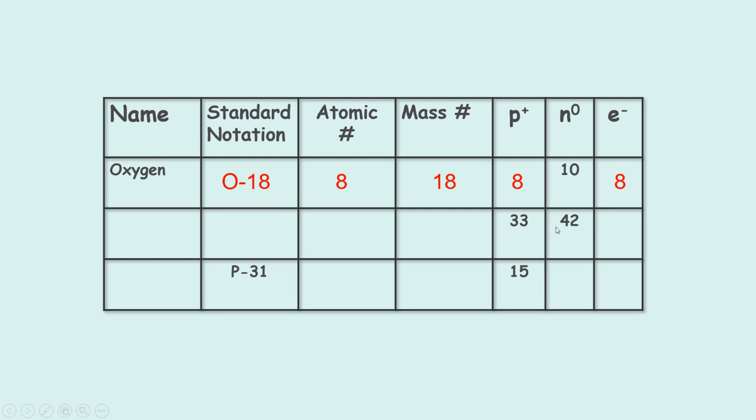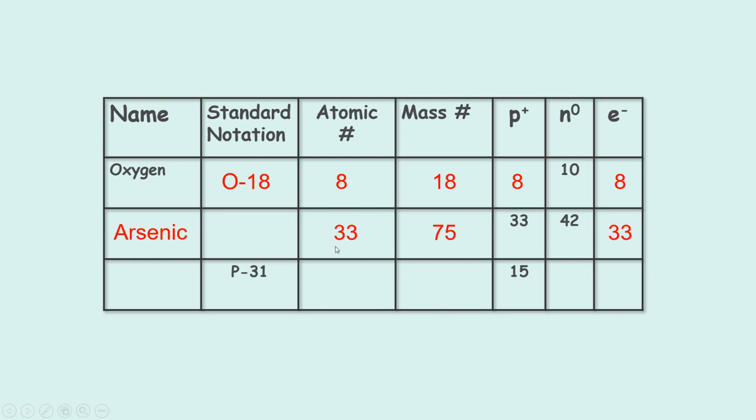Okay, the next one, they've given us our number of protons and our number of neutrons, and that's it. So we can fill in a couple things. First thing we're going to fill in is the atomic number, which is 33, because the atomic number is the same as the protons. So then we can also fill in the electrons, because that's going to be equal to our protons as well. Okay, next thing we can fill in is our mass number, because protons plus neutrons is our mass number of 75.